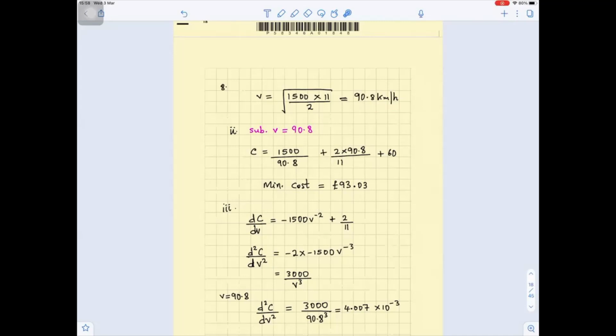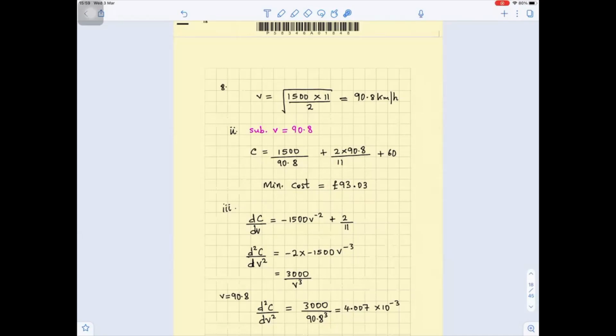For 8 part 2, we will substitute V equals 90.8, which we got from part A. So our C would be 1,500 over 90.8 plus 2 times 90.8 over 11 plus 60. And that will give us a minimum cost of 93 pounds and 3 pence, 93.03.